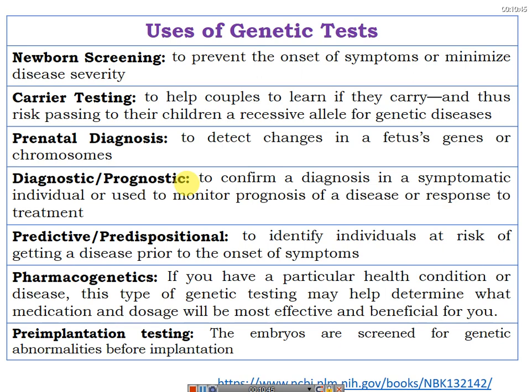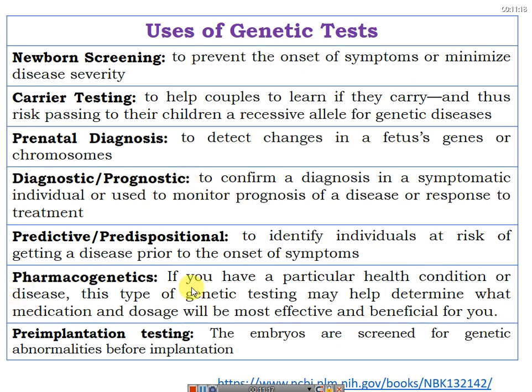And then the fifth one is the predictive or predispositional genetic tests. Okay, in this case we do it to identify individuals at risk of getting a disease prior to the onset of symptoms. So what do we do here? We identify those individuals who are at risk of getting the disease prior to the onset of the symptoms. So far the individual is healthy, and we just want to check whether there is a predisposition of him or her to starting the symptoms of a genetic disorder that he or she has.